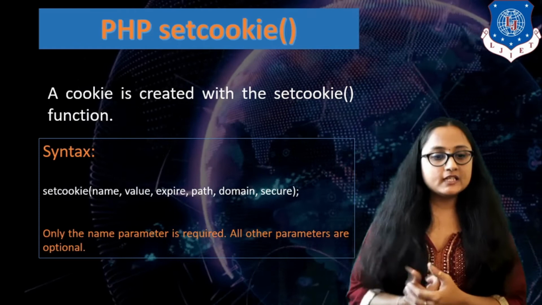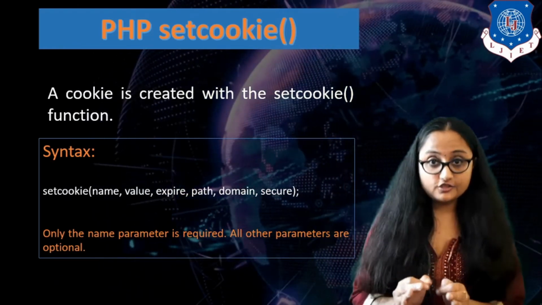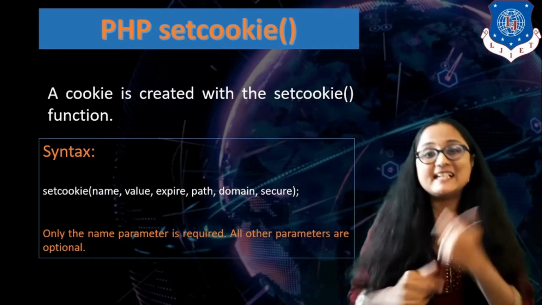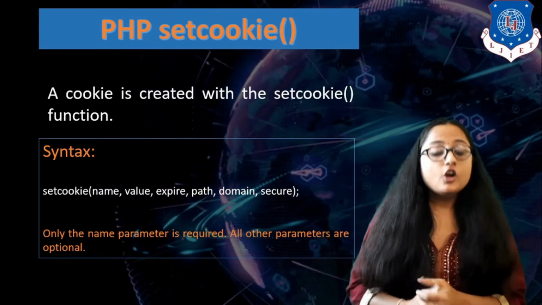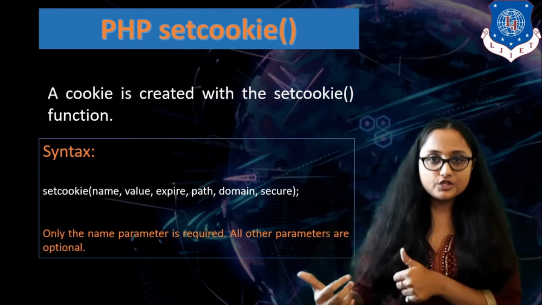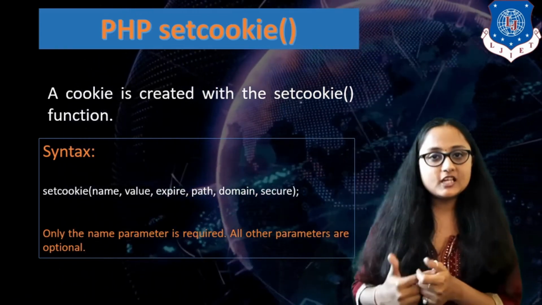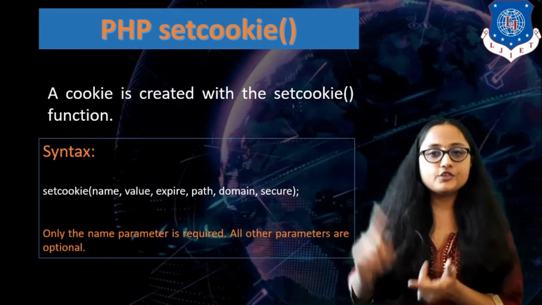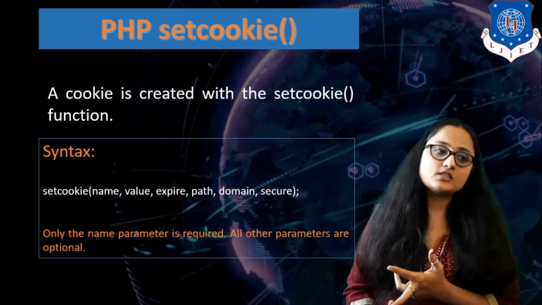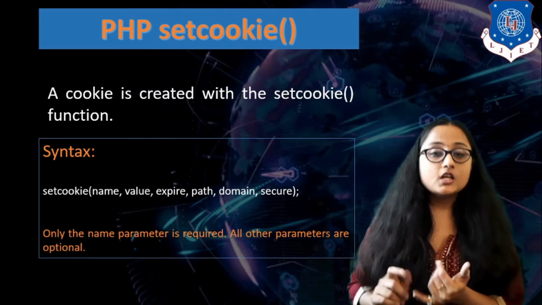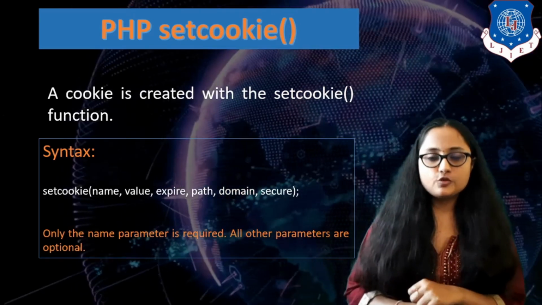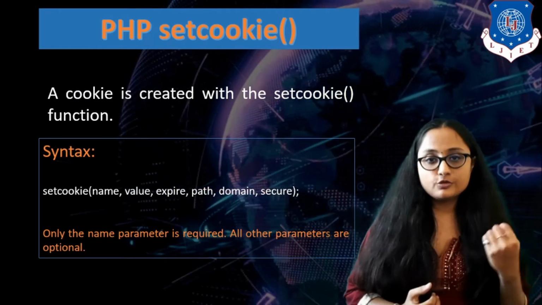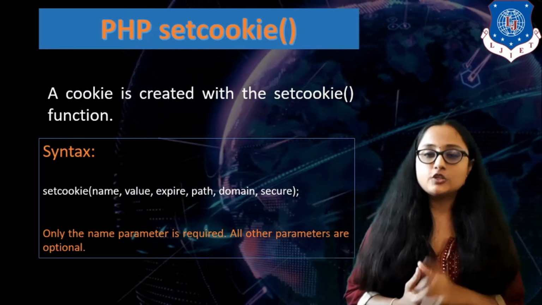So the first one is name, which is mandatory. You have to compulsorily write the name of the cookie while setting the cookie in PHP. All the other parameters are optional, right? We will see one by one what the other parameters are. Let us just list them down. The first one is name of the cookie, the second one is value, the third one is expire, the fourth is path, fifth is domain, and sixth is secure. So these are all the parameters that you can pass along while you are setting the cookie.